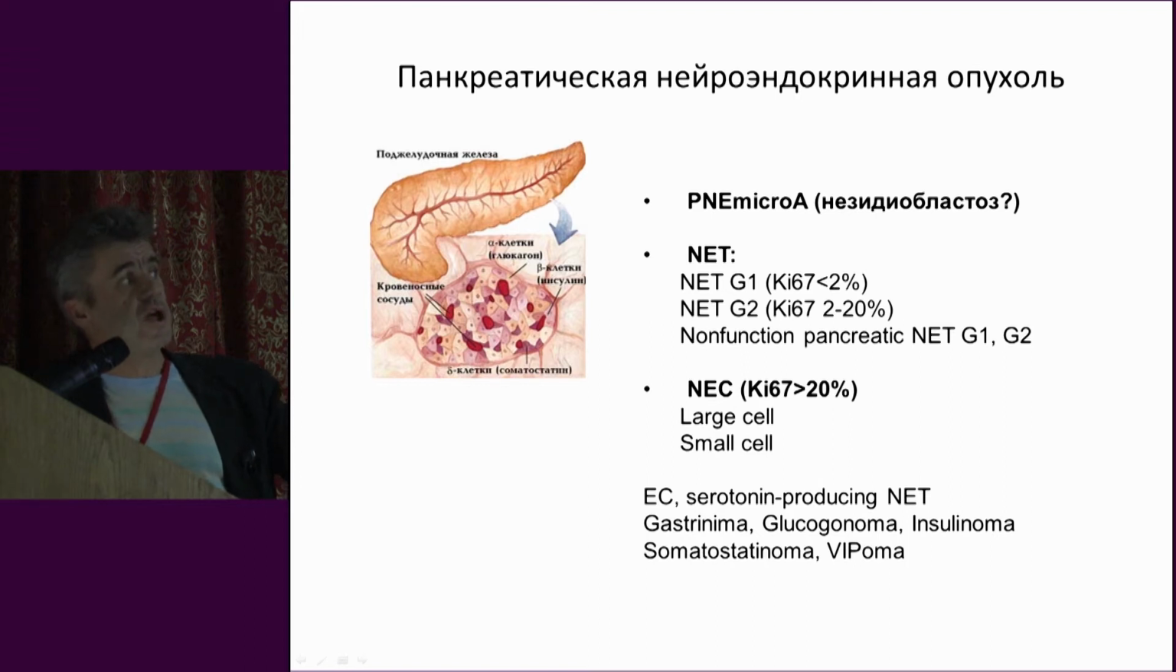I mean NEC, which is associated with Ki-67 below 20%, which can be large cell and or small cell, like in the lung cancer, and large cell. Again, diagnosing this is impossible without immunohistochemistry. And as a matter of fact, they're hyperproducing in terms of hormones.